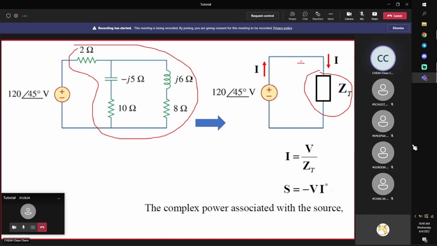Now, if a voltage is applied across a load, resulting in a current flow, passive sign convention, positive, negative. Our source is the other way around. Current is flowing out of the positive terminal, so we put a negative sign here, passive sign convention. Complex power is V times the complex conjugate of I. Remember, V times complex conjugate, with a negative sign because the current is flowing out of the positive terminal.